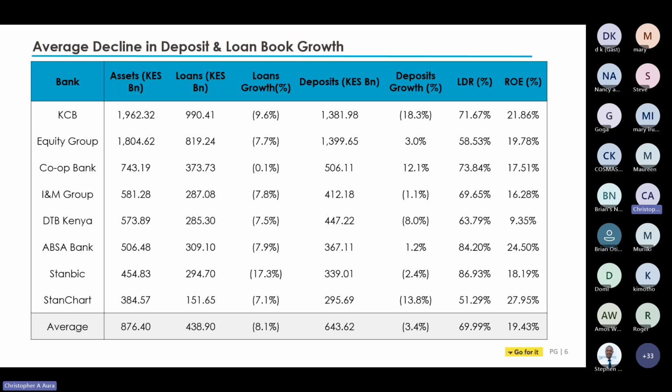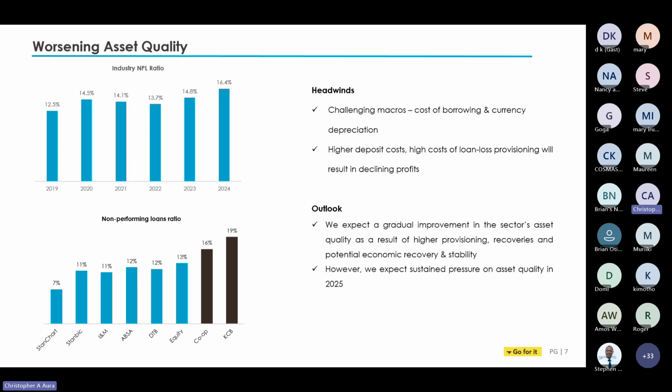So the loans and deposits reduced. But in terms of asset base and capital, all the listed banks are well capitalized, as we can see here. Now we move to one of the key things that has affected the banking sector. The main challenge for the banking sector has been the non-performing loans.